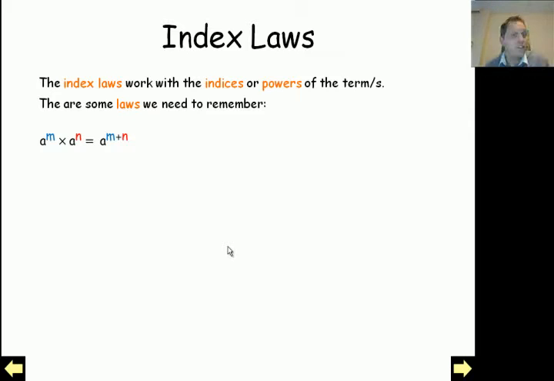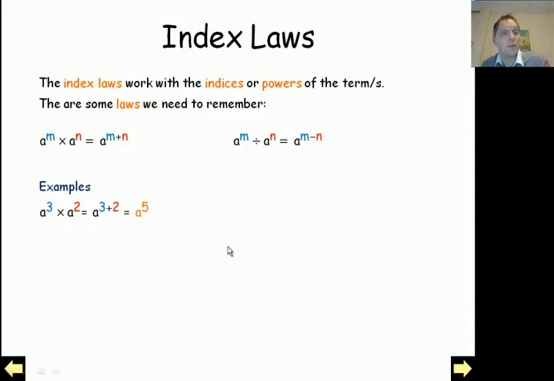The first of the four laws is anything, base number or base letter, to a power multiplied by the same base number or letter to a power, it's going to equal the base number or letter to the powers added together. An example of this: I've got a to the power of 3 times a to the power of 2. The base letter stays the same, which is a, and we're going to add our 3 to our 2, which is going to be a to the power of 5, and this is now simplified.